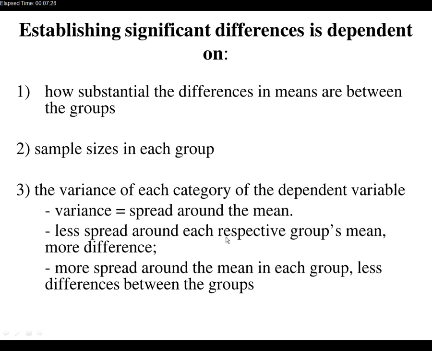You remember that? We looked at that, I think it was in week 2. Less spread around each respective group's mean means that there's more difference. More spread around the mean in each group means that there's less difference between the groups.